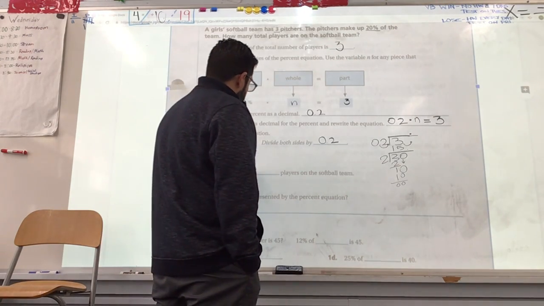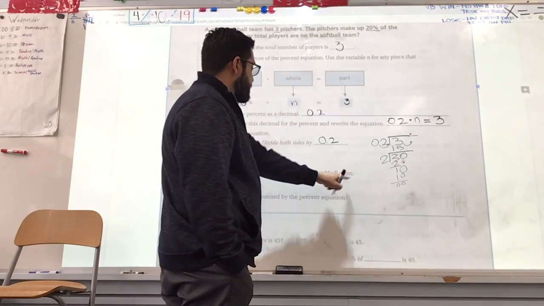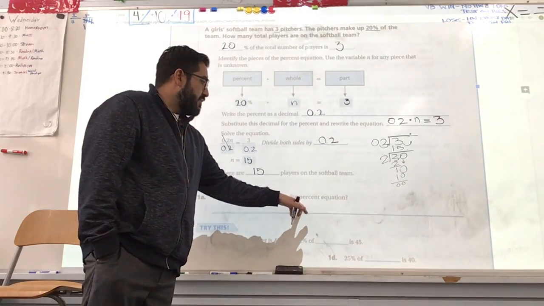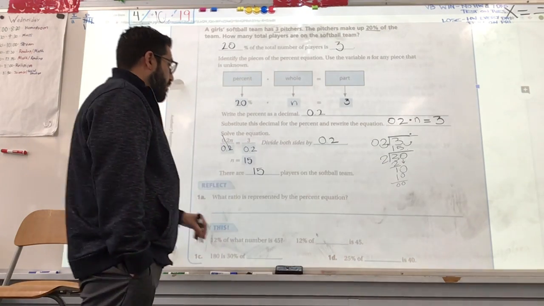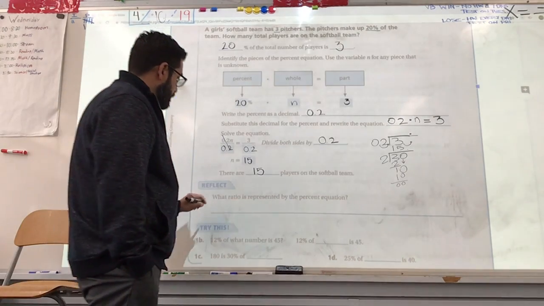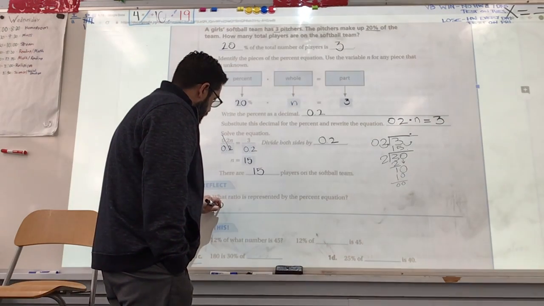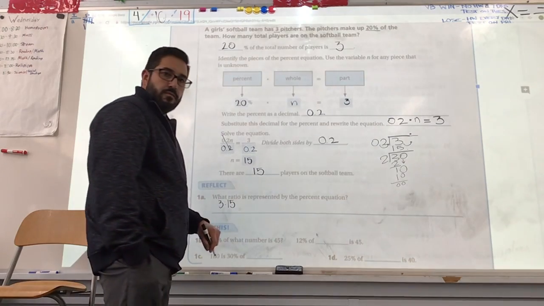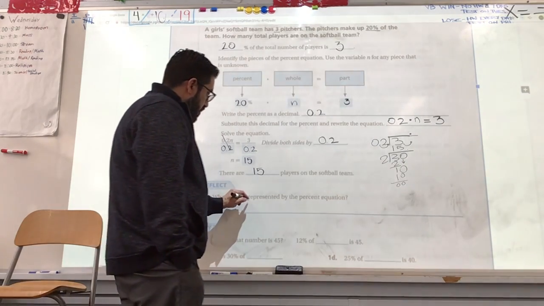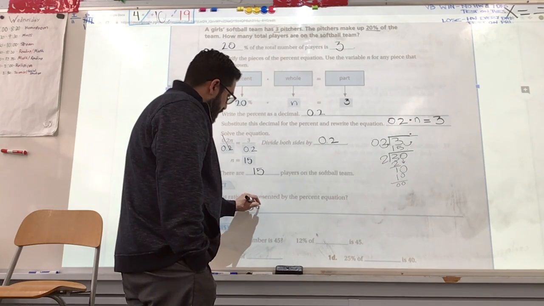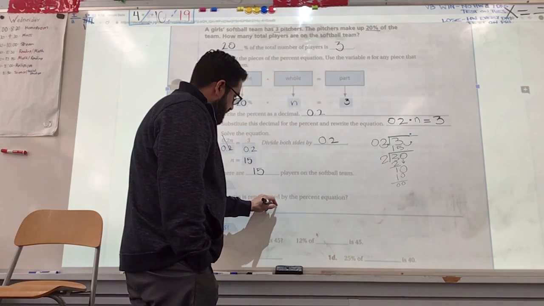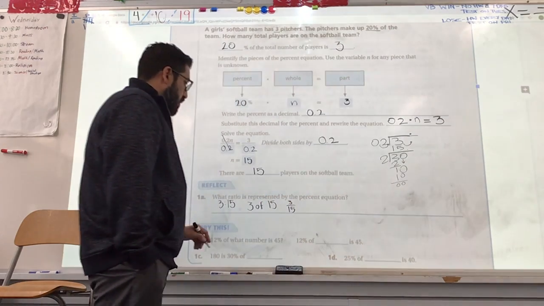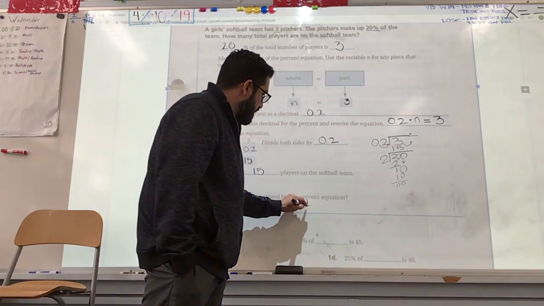There are 15 players on the softball team. What ratio is represented by the percent equation? 3 of 15, or 3 over 15. And that can be simplified to 1/5.